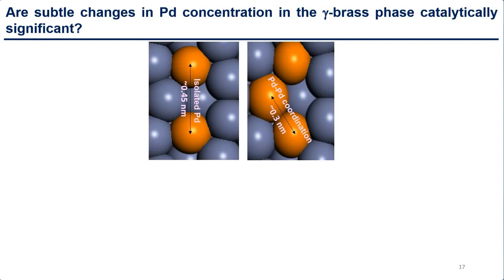So now we'd like to ask the question, are the subtle changes in palladium concentration in the gamma brass phase catalytically significant? On the left here is an example of palladium-8, where palladium atoms are isolated from one another. On the right is an example of either palladium-9 or palladium-10, where we have these contiguous palladium trimers that have formed. From these cartoons, we would certainly say, yes, by subtly tuning the composition of the gamma brass palladium zinc phase, we should see changes in catalytic reactivity.